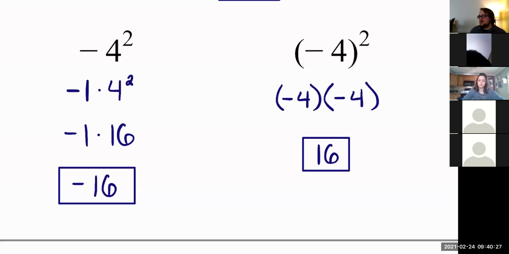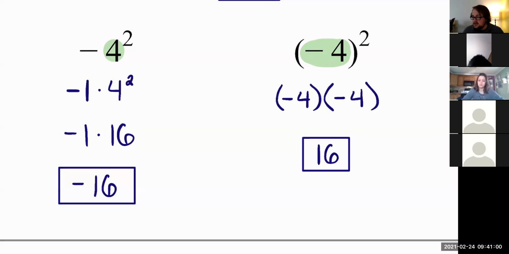If this was done incorrectly... So if it doesn't have parentheses, then it's -1. And if it does have parentheses, it's -4 to the second power. So the parentheses change what the actual base is. In this case, without the parentheses, the only base was the 4. With the parentheses, the base is everything inside. So that's the key difference.